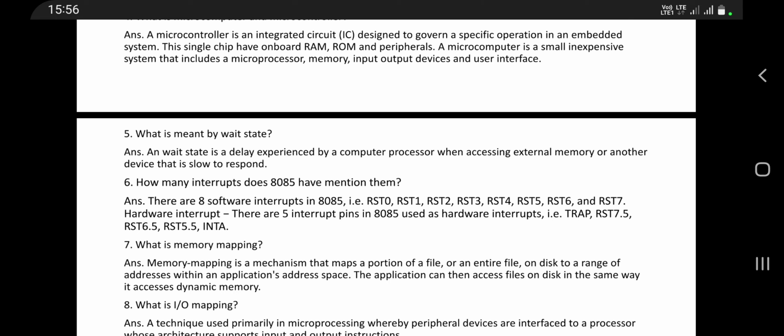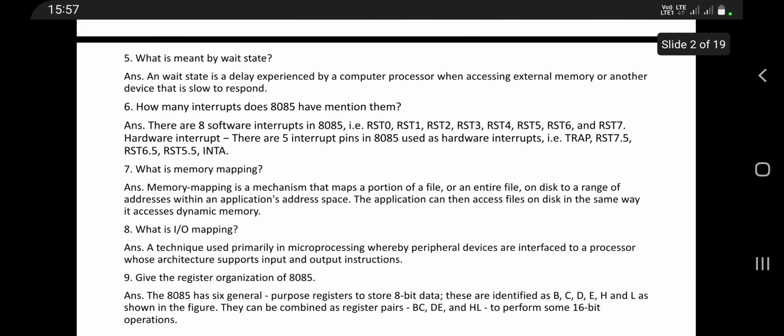Now, how many interrupts does 8085 have, mention them. Very simple question. You all know that there are 5 hardware interrupts, that is TRAP, RST 7.5 to RST 5.5 and INTR. And we also know that there are 8 software interrupts in 8085, that is RST 0 to RST 7.